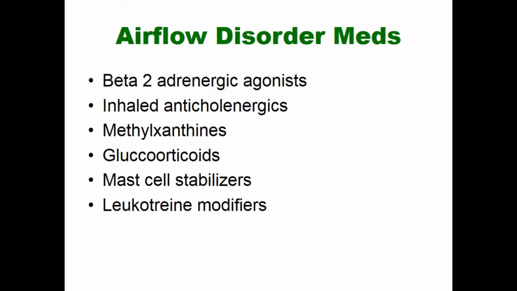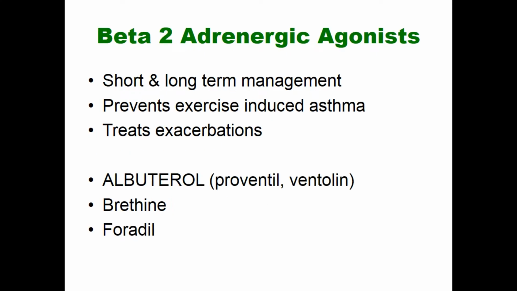The first one we're going to talk about, of course, is beta adrenergic antagonists. Beta adrenergic antagonists can be short-term or long-term. They prevent exercise-induced asthma and can treat exacerbations of asthma. These examples include albuterol, brethine, and formoterol.